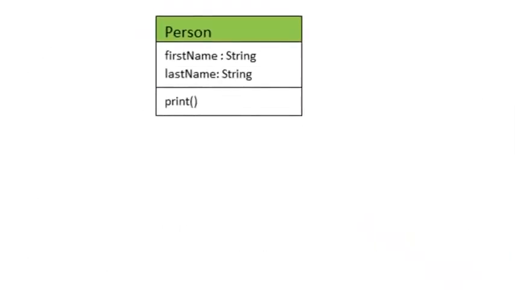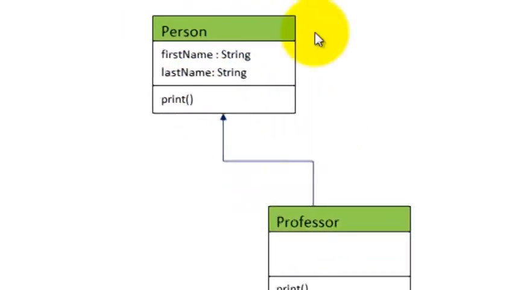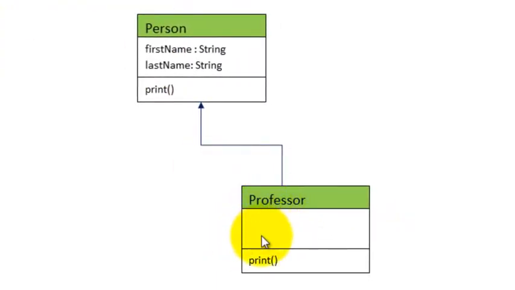So we have a class called Person, and it has two attributes, or two states, called first name and last name. It also has the behavior of printing that particular person. We have a subclass called Professor, and Professor also has the behavior of print. The professor is a person. Professor is also a person.